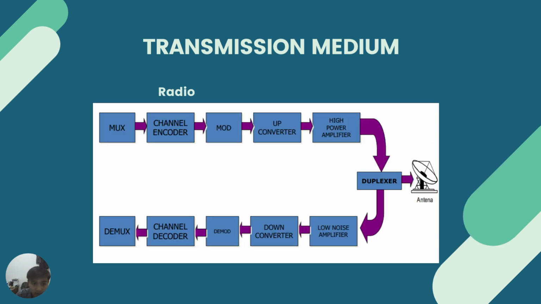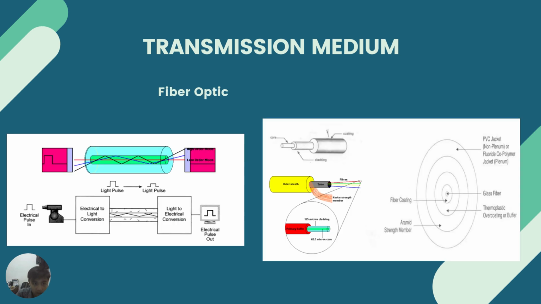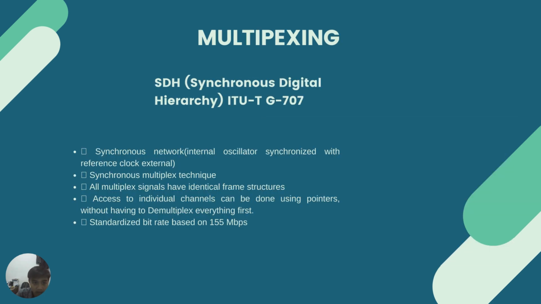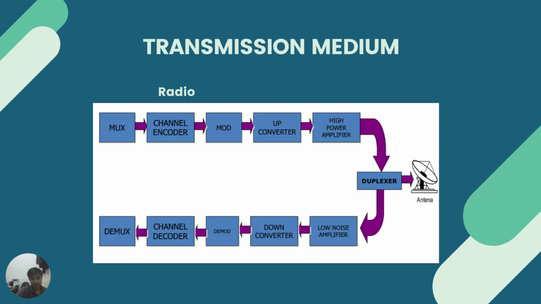And this is the transmission medium also for radio. The first one is the multiplexer, as we know from before, and then going up to the channel coding, encoder, and modulation, up converter and high power amplifier, and then the duplexer, and after the duplexer it goes to the antenna, and it will go to every radio. And after that is the low noise amplifier, down converter, demodulator, channel decoder, and demultiplexer, I mean demultiplexing.